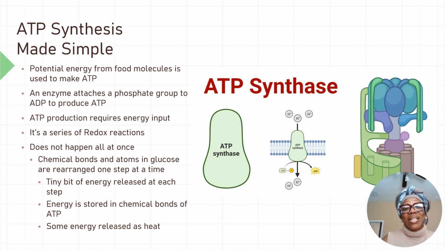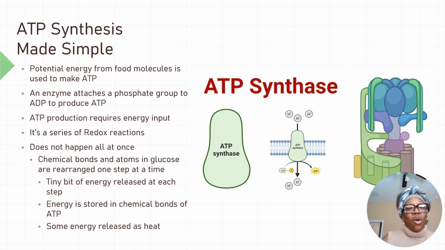ADP being adenosine diphosphate, so two phosphates, to produce adenosine triphosphate, three phosphates. ATP production requires energy input because something is being synthesized. It's a series of redox reactions. So the synthesis of ATP is a series of redox reactions, with electrons being donated, accepted, donated, accepted.